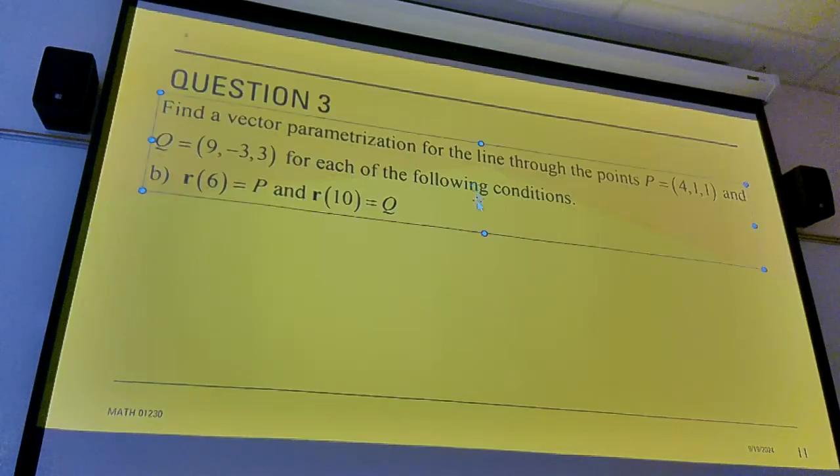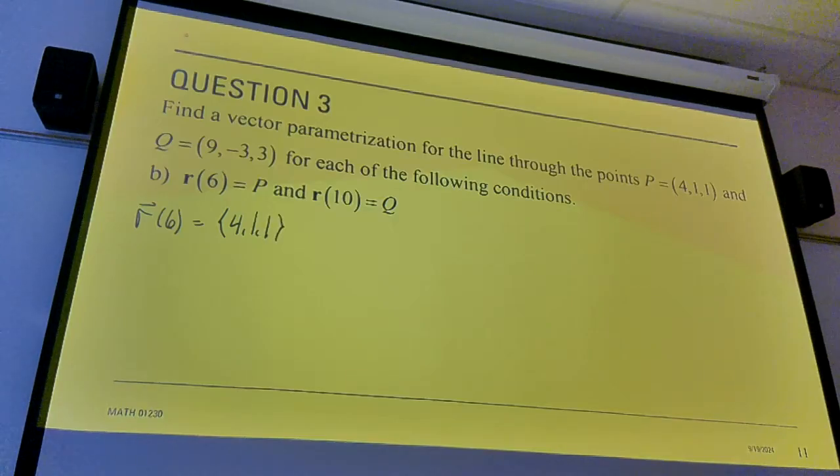R of 6 now has to be P, R of 10 has to be Q. Professor, so we can basically go from calling P a point to a vector like that? Okay, because it's just going to be a directed line segment. So really just converting into a vector. Okay.